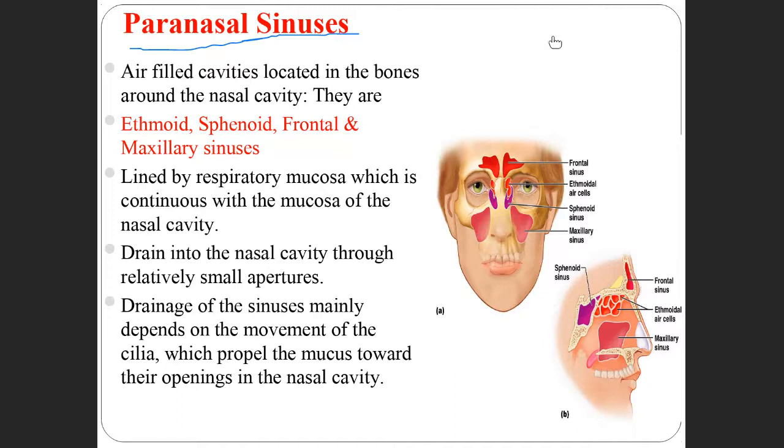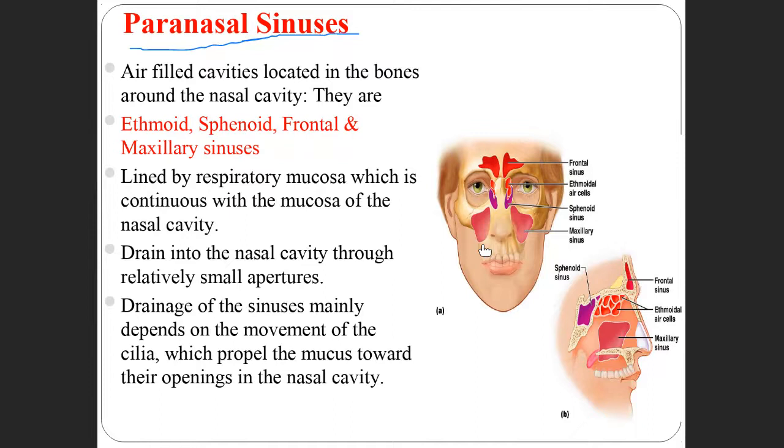Just think, I might have told this already. When you fill air in the balloon, that balloon will float. The same mechanism is here. When you burst the balloon, it will blast and lose its shape. So these are the air-filled cavities. That's why our head moves according to our directions.